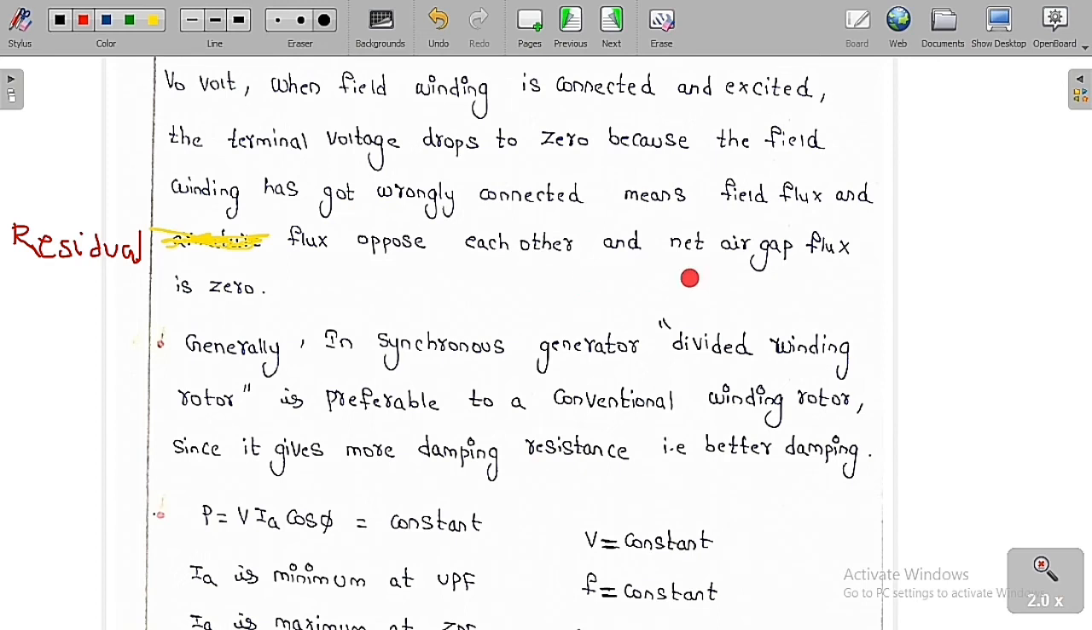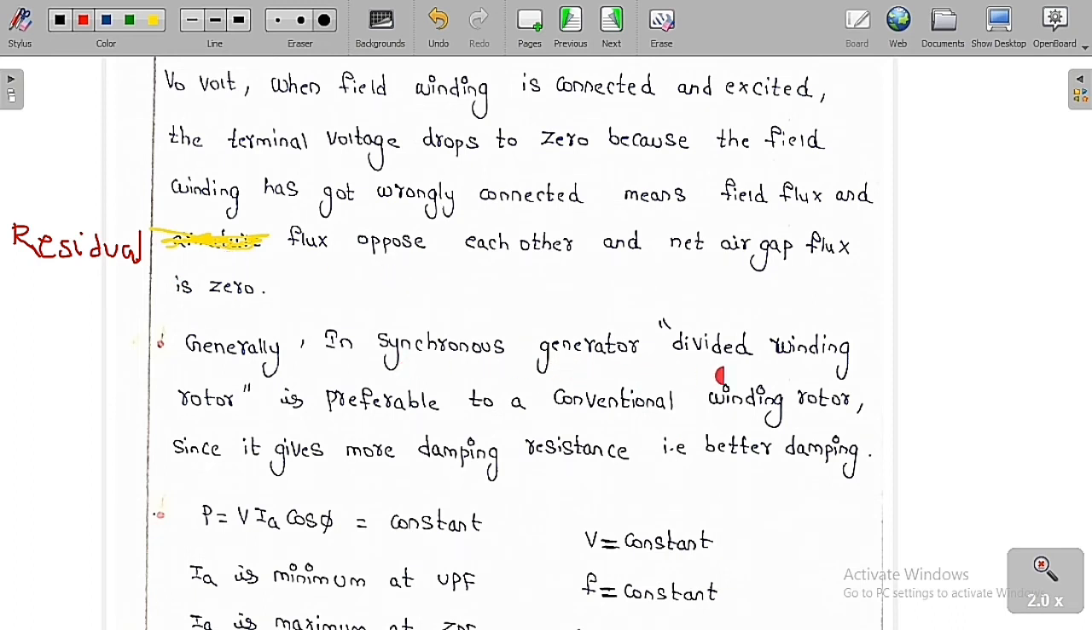This is basically the residual flux. So they oppose each other and the net flux is zero. Because of that, the EMF is also equal to zero. So whatever the field winding produces should support the residual flux in the same direction; only then is self-excitation possible. Otherwise, self-excitation is not at all possible.